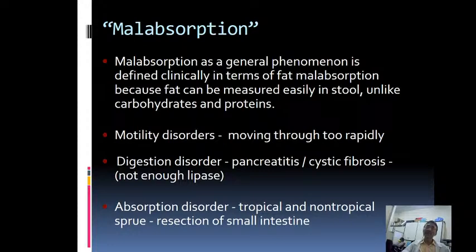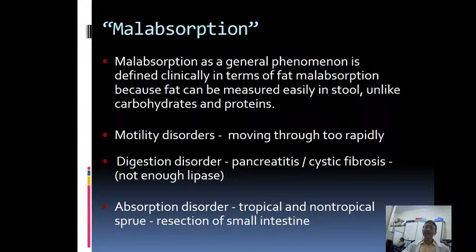The other condition which is seen lower down in the small intestine and large intestine is malabsorption. Malabsorption means failure of absorption of fats, specifically malabsorption for fat, because fat can easily be measured in stool unlike carbohydrates or proteins. Motility disorders can cause malabsorption. Failure of the nutrients to get absorbed into the GI tract could be because the contents are moving very fast through the length of the intestine, as a result of which it cannot get absorbed.